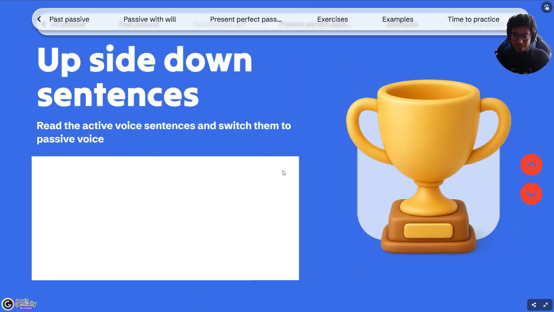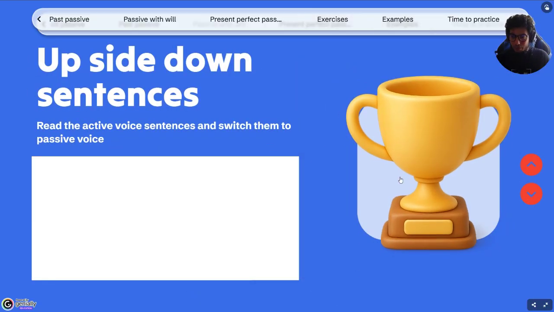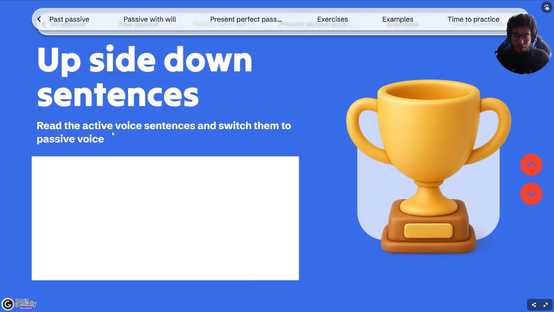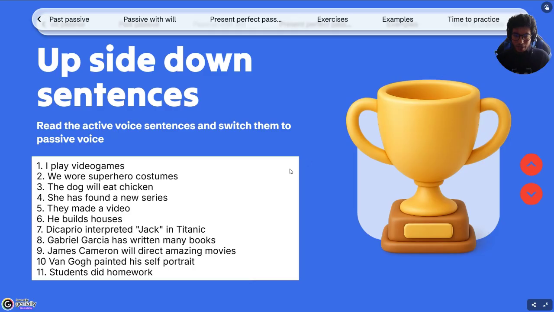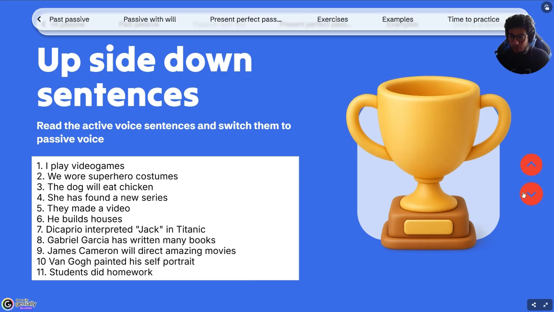Then this is for you to do by hand. So we're gonna read the active voice sentences and switch them to passive voice. In this case, it's more like a practice for you guys. So here you have different sentences in present, past, future, and present perfect for you to change. So if you can do them to share in the class, that will be amazing. If you can't, there is no problem at all.